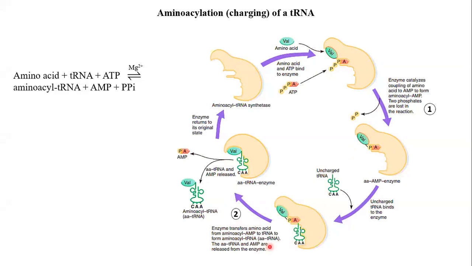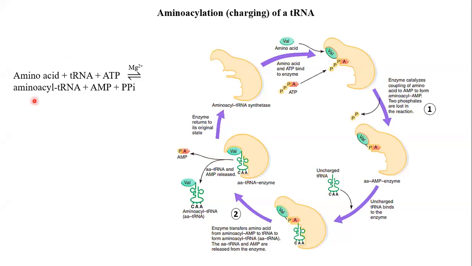In the second reaction, what happens? This enzyme transfers this amino acid to the transfer RNA and this charged or amino acylated transfer RNA is released and AMP is also released from the enzyme, and then the enzyme resumes its original shape. Here you can see there is a change in shape when this particular reaction takes place. So in this diagram you have to focus on these 2 steps because these are the 2 steps where the reaction happens. The rest of the steps are either binding or the release of the product.